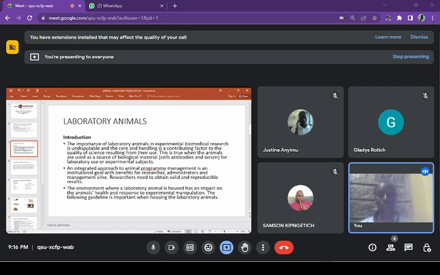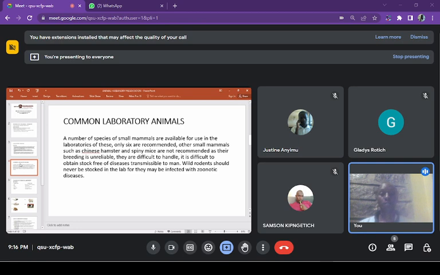And we say those laboratory animals are used for experimental and biomedical research. Which means that those laboratory animals should be handled carefully and also taken care of for the purpose of obtaining correct results during experimentation and manipulation of those laboratory animals.